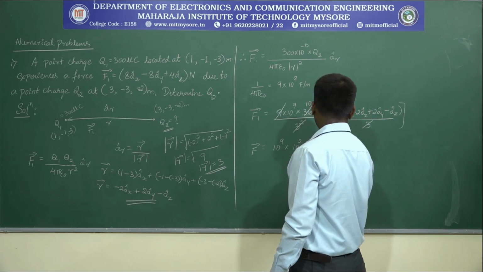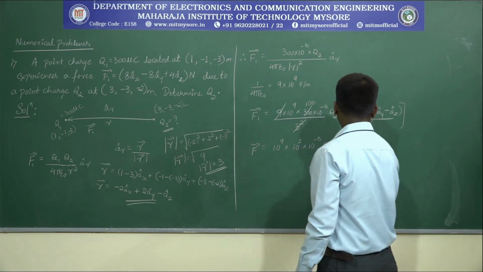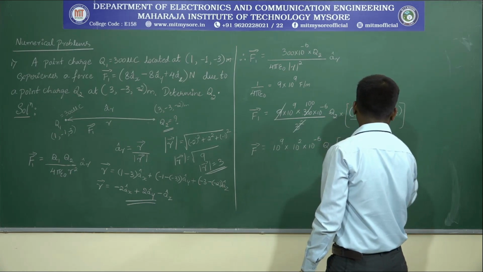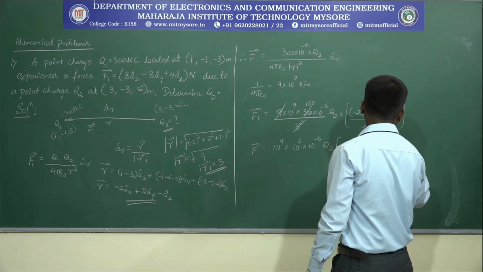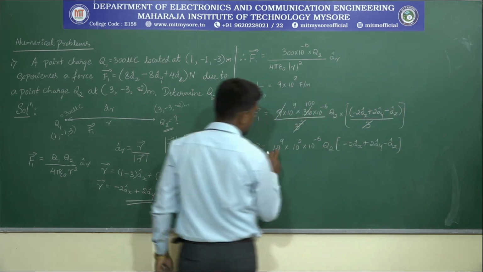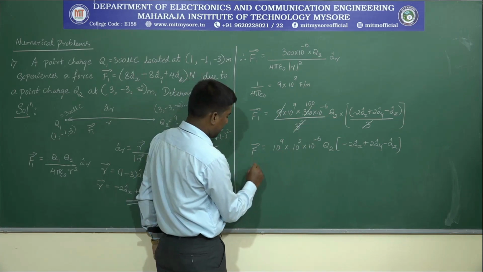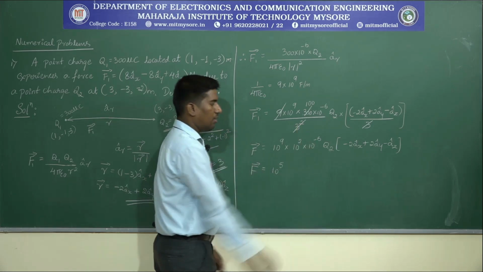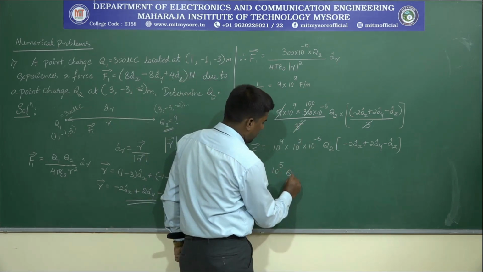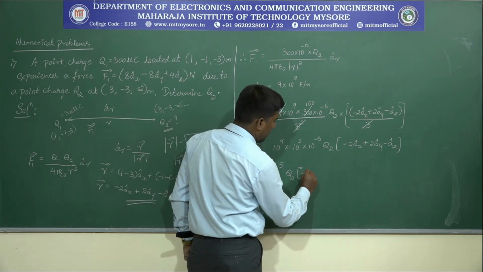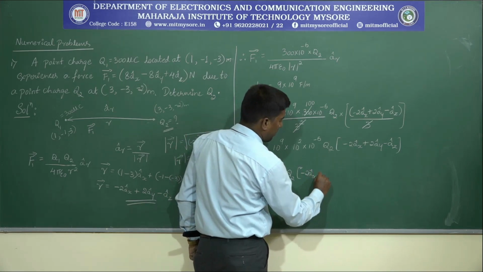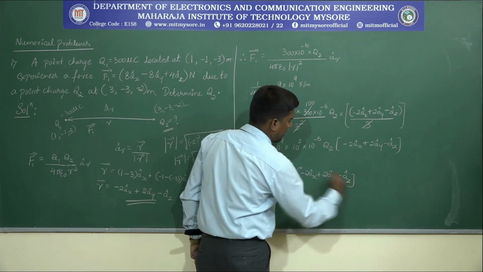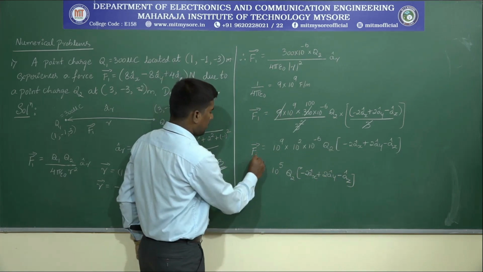Okay, then F becomes, see, 10 power 9 into 100 can be written as 10 power 2 into 10 power minus 6 Q2 into minus 2 a cap x plus 2 a cap y minus a cap z. What is the resultant of this? 10 power 11 into 10 power minus 6. What are you going to get? 10 power 5. 10 power plus 5 into Q2 into minus 2 a cap x plus 2 a cap y minus a cap z.